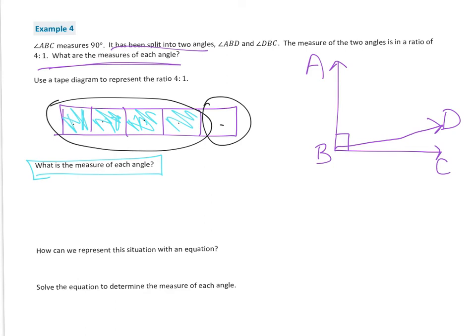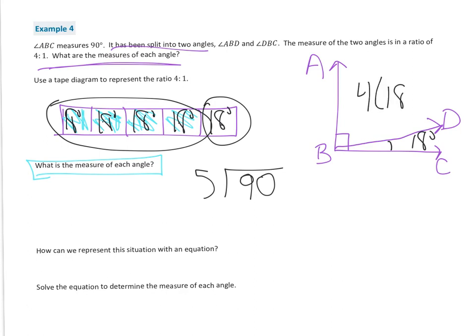So I know the whole thing is 90, so I need to figure out 90 divided by 5, which I can just count by 5s. And so I know that each of these chunks is going to be 18 degrees. So then I know that the measure of this angle is 18 degrees, and this one is 4 times 18 degrees.